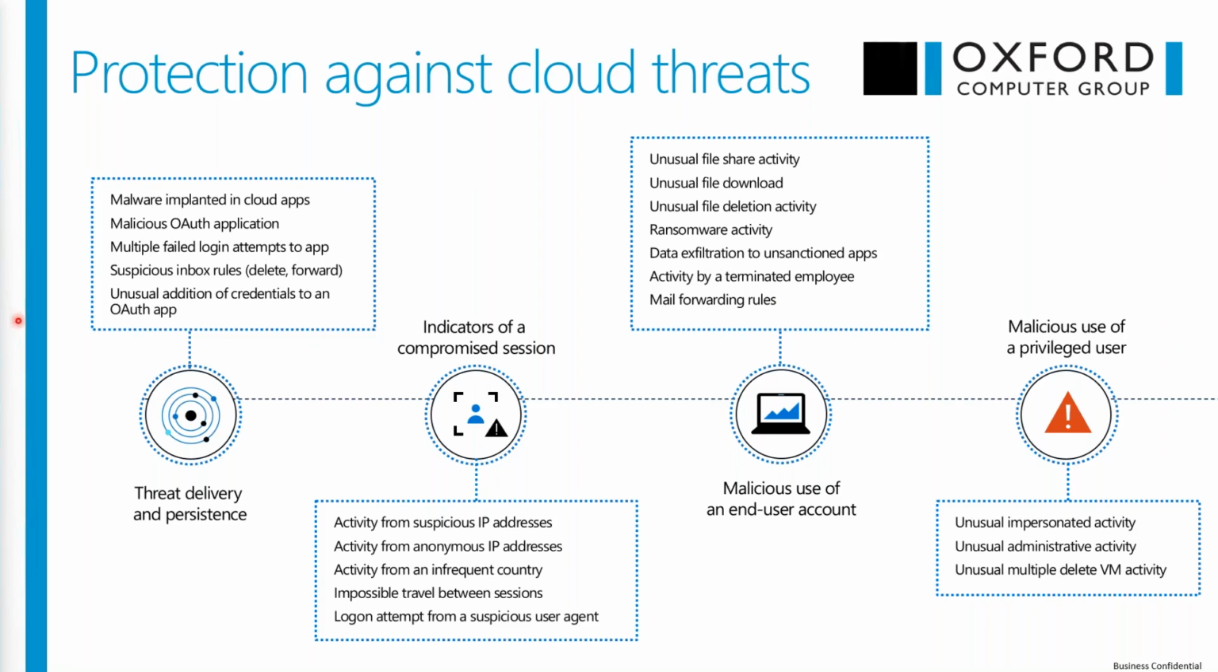But your standard protection against cloud threats, you're going to get that malware protection. So any malware that's implanted in those cloud apps, those malicious OAuth applications, the multiple failed attempts, those indicators of compromise, right? Activity coming from Tor nodes, dark web, anonymous IP addresses, in countries that your users don't generally work in, right? You'll see all that visibility within those applications now. Same with that unusual file share activity, file deletion activity, exfiltration, ransomware, and also the malicious use of a privileged user, so someone impersonating a global admin or another privileged role within the environment.